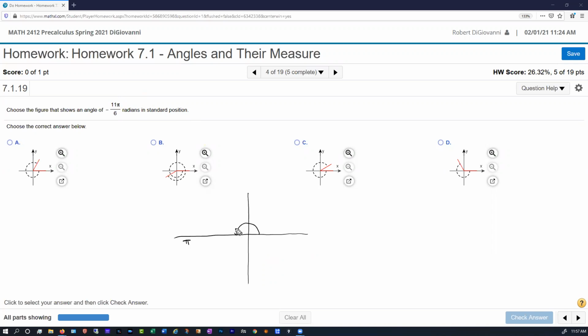So what we can do is imagine breaking up pi into 6 equal pieces. If we do that, we'll have, let's see here, I'll do this dotted, hold on. So I'm breaking the first quadrant into 3 equal pieces, second quadrant into 3 equal pieces. And so this first angle here is pi over 6. Then if we go another pi over 6, now we're at 2 pi over 6. If we reduce that fraction, it gives us pi over 3.